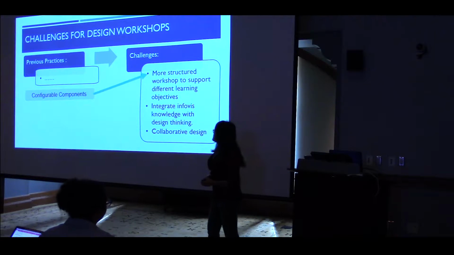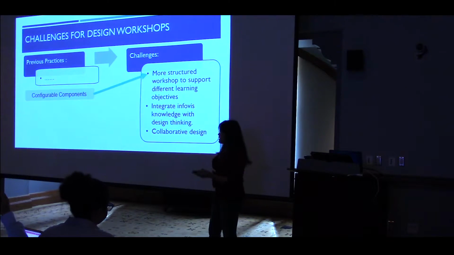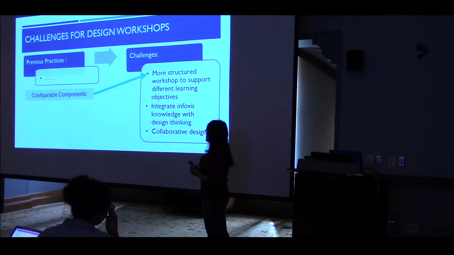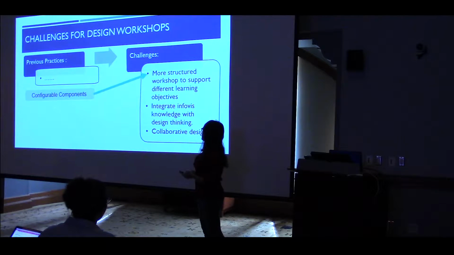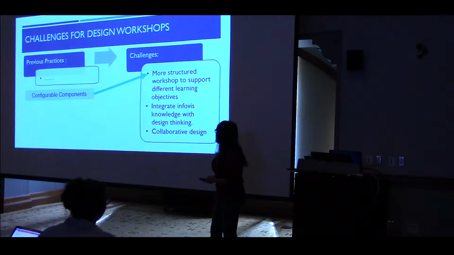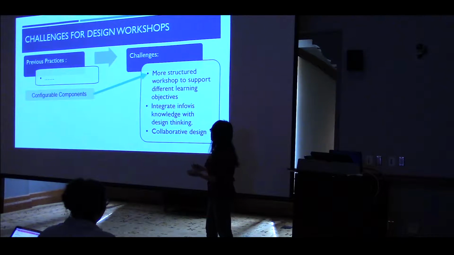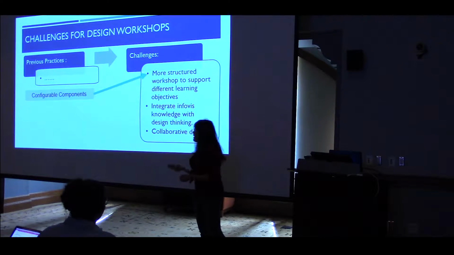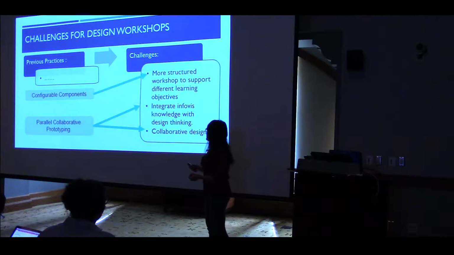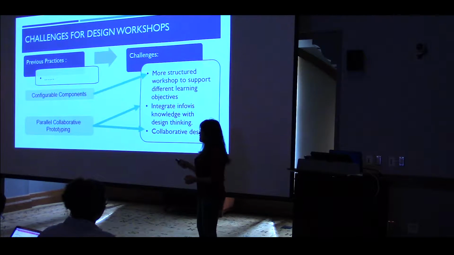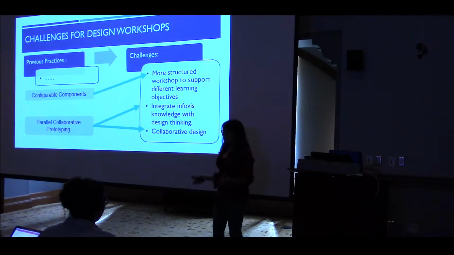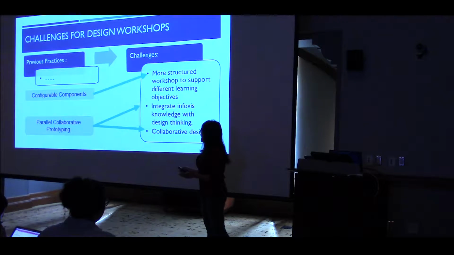Okay, there are 2 very unique parts of the workshop that we really want to emphasize, and those are the key points of how we solve these challenges. The first part would be configurable components. Using different components, we are able to make different learning objectives for each workshop. And the second key point is that we're using parallel collaborative prototyping to help address the second and the third challenge.